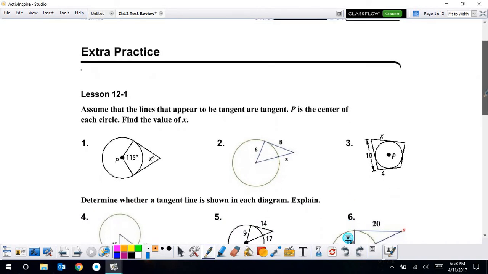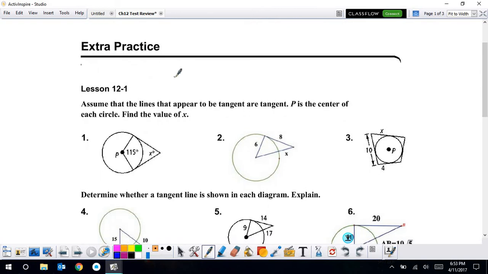Alright, so we're going to go ahead and work on this test review here. This video will be kind of long, so I would look at the description. If you need to skip a section, maybe you're not having trouble with 12.1, but maybe you're having trouble with 12.2, and so forth. I'll have those timestamps in the description of the video down below.